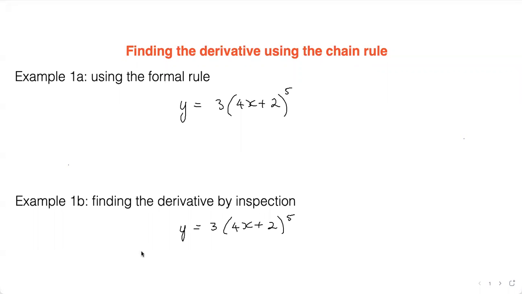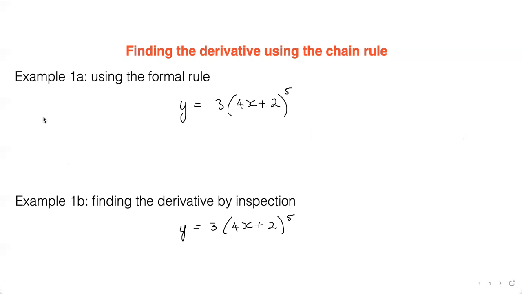We've got y equals 3 bracket 4x plus 2 to the power of 5. Now, the reason we're using the chain rule for this is because we have a function inside a function. Basically, that's the gist of what the chain rule is all about. So notice 4x plus 2 is like a linear function. And then if we think of the 3 times the brackets to the power 5, that is another function again.